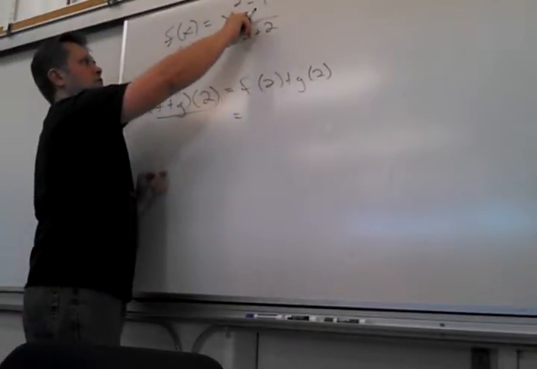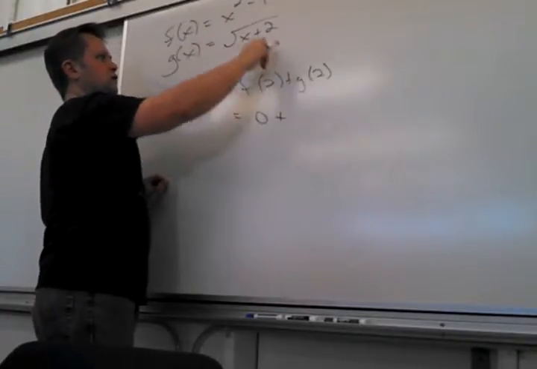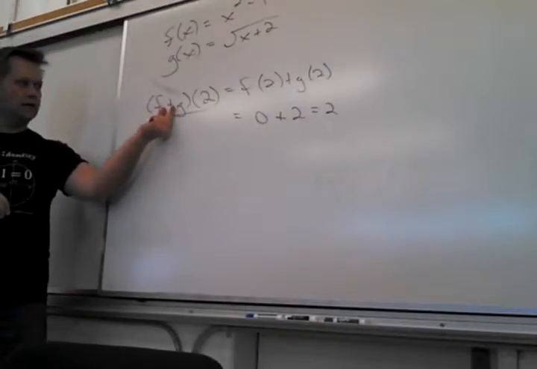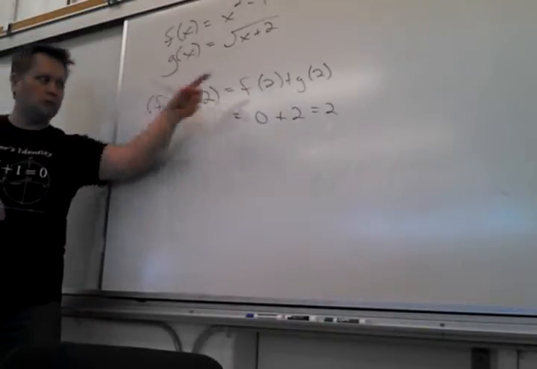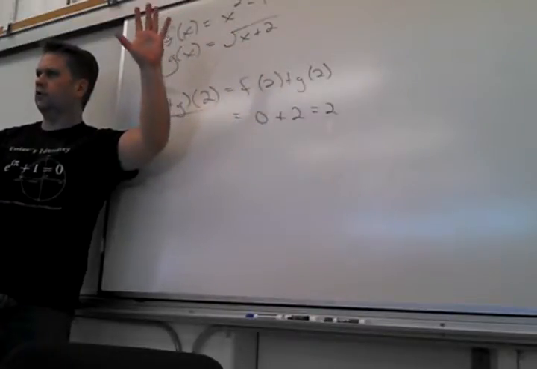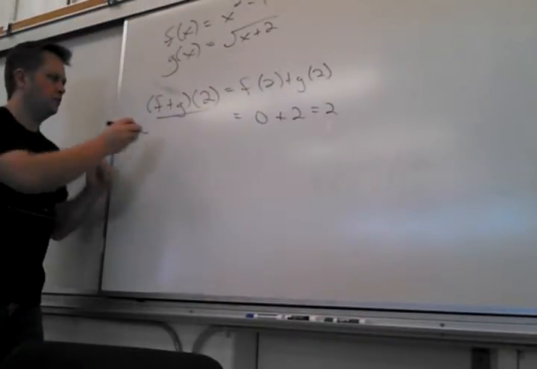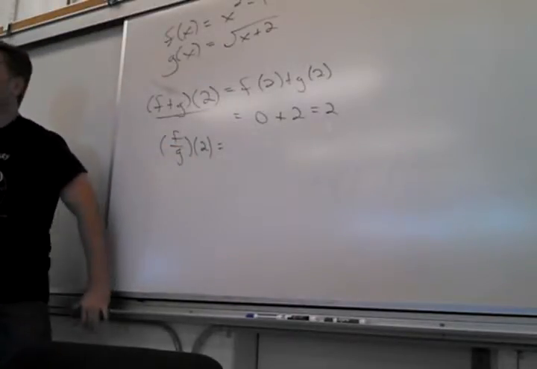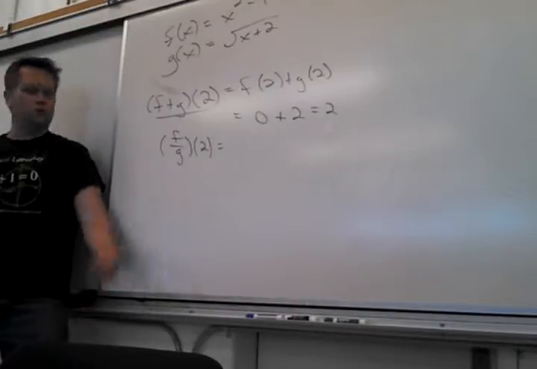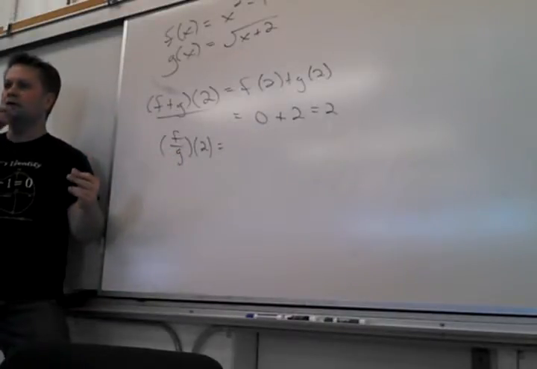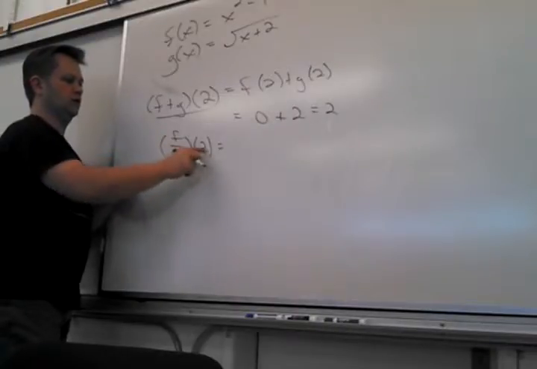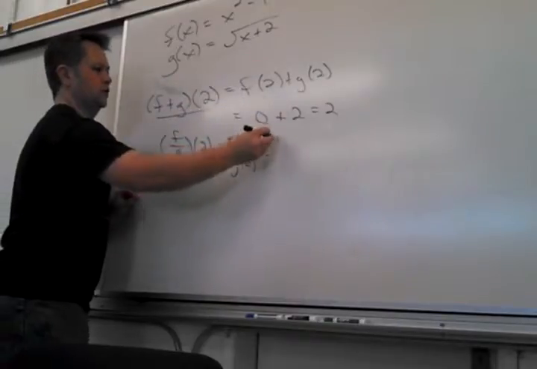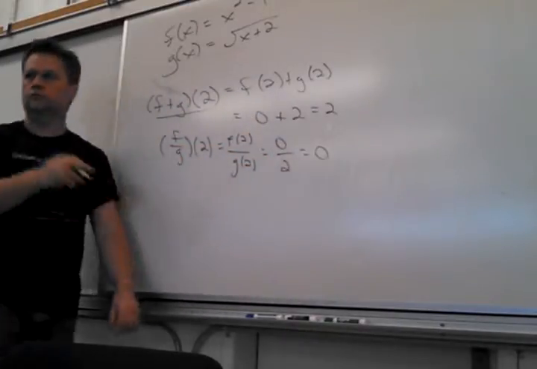So what's f of 2? 0. And what's g of 2? 2. So the answer is 2. Sweet. So if I put a minus sign there, it would be subtraction, right? You guys with me? So don't make this more than it is. If I put this in there, what do you think I'm going to do? Yeah, exactly. You do what it looks like it wants you to do. So they want you to divide f of 2. So you can write it like this if you want to, so it's a little more straightforward. F of 2, of course, was 0. G of 2 was 2, so you get 0.